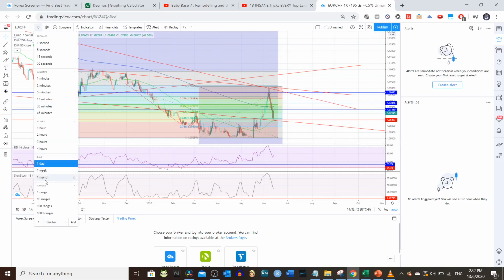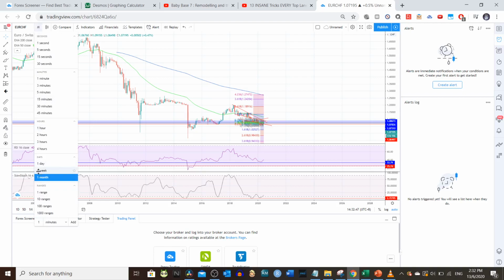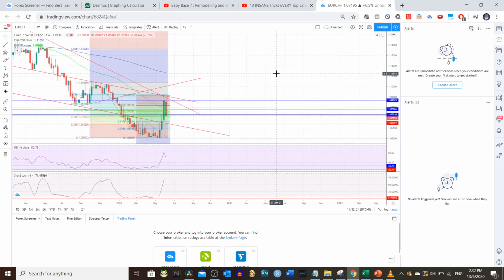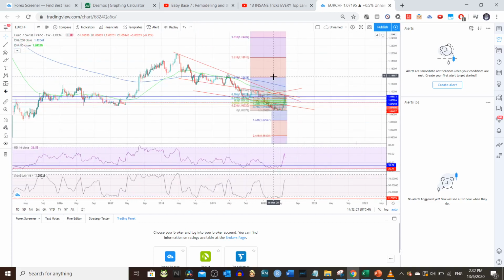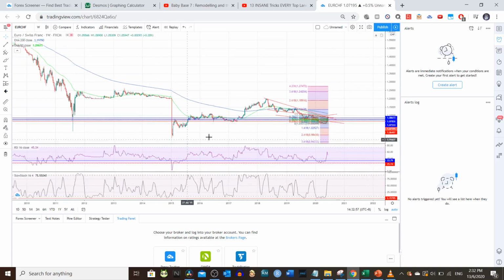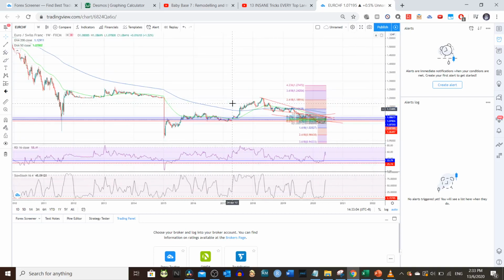If you take a weekly, ignore the monthly, monthly is a bit messy. I'm trying to zoom out here. My mouse is very glitchy. Right, you can see that it has never been this low. A few times it's been this low, but that was way long ago. And there's really no resistance or support below this point over here.